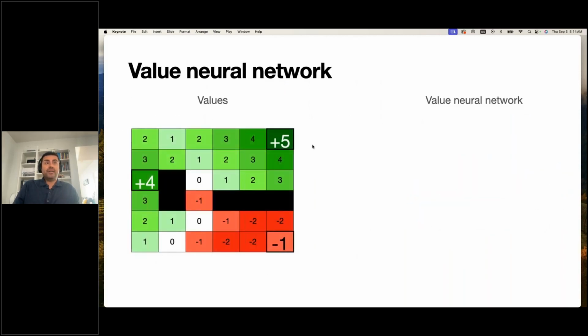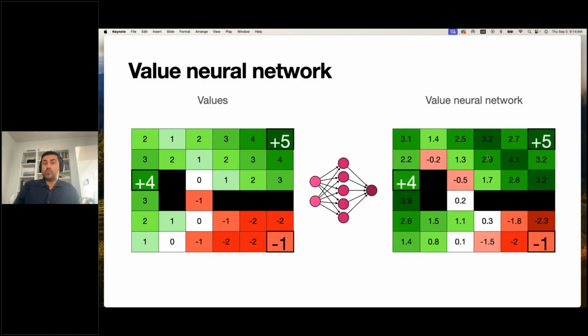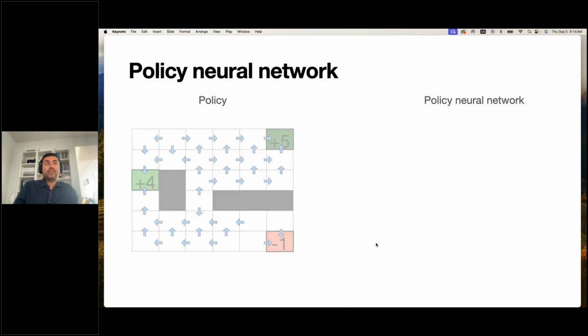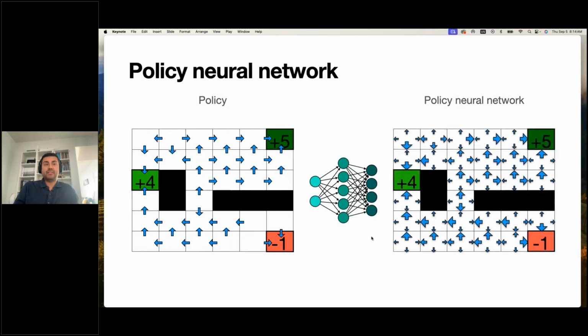So now I don't have my values, because there's too many for me to calculate, but I have a value neural network that gives me something pretty close. And if I modify it a bit, it changes all the values. So it's good for me because I can apply it anywhere, right? And I don't have the policies. Now I have a policy neural network, which gives me a stochastic policy.